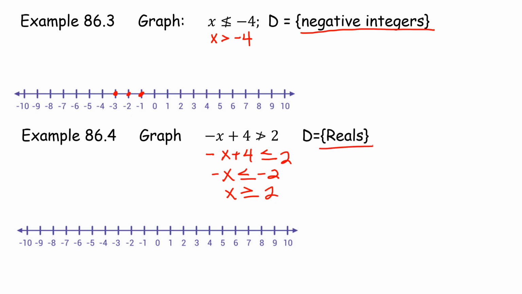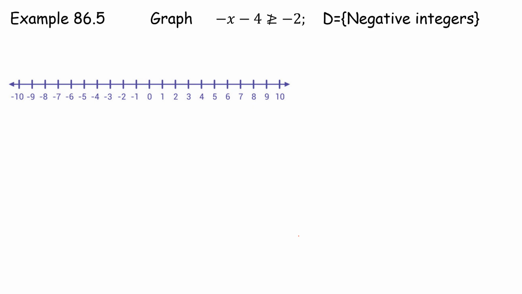And we're talking about real numbers here, so we can equal to. So we can put a dot on 2 because it can equal to and it can be greater than 2. So it's got to be all these numbers up here. Now we want to graph negative x minus 4 is not greater than or equal to -2. If it's not greater than and it's not equal to, it's got to be less than -2.